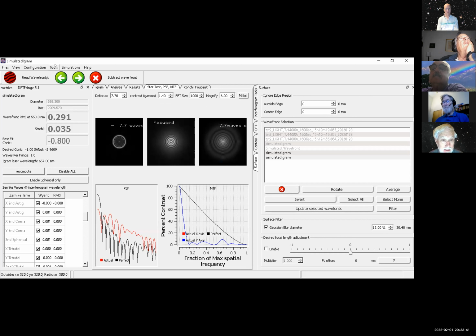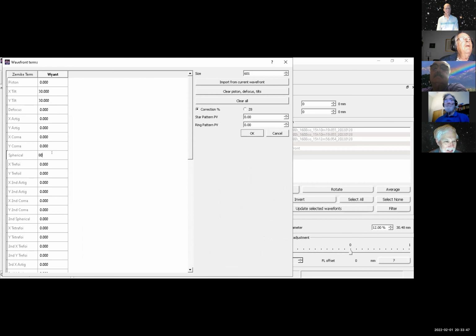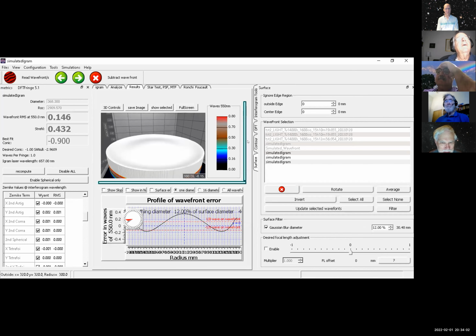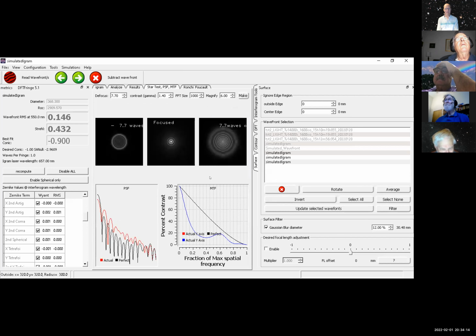Now let's go for a slightly better mirror. This is fun. 90%. It's more like Tim's mirror. I forget where the turned edge is. Tim, you're gonna have to send your mirror to Mike. Now this is closer. If you go to like 95 or 96%, you'll probably be within an eighth of a wave. Notice how in the MTF it's better at the higher spatial frequencies.